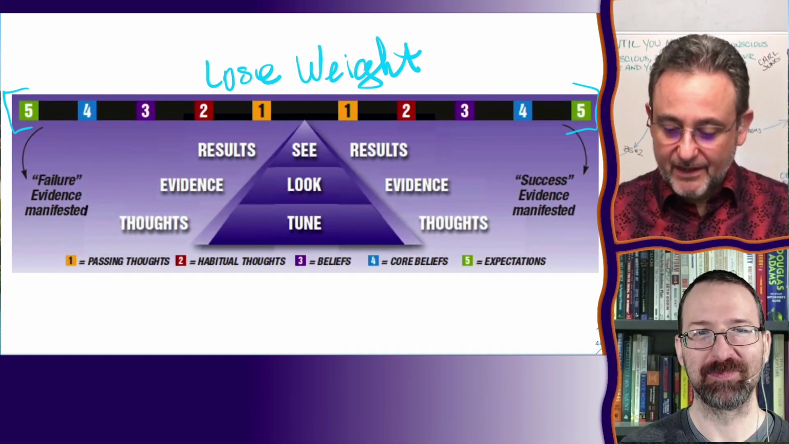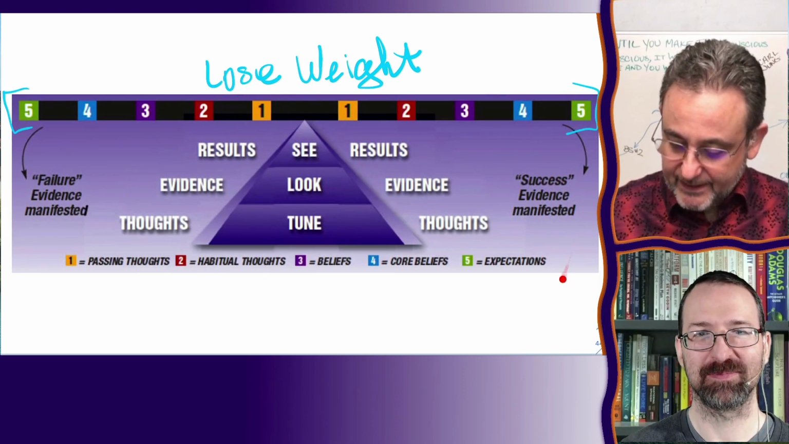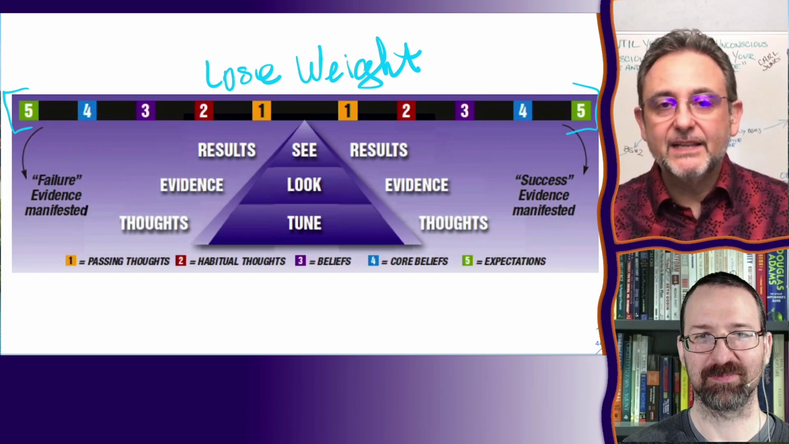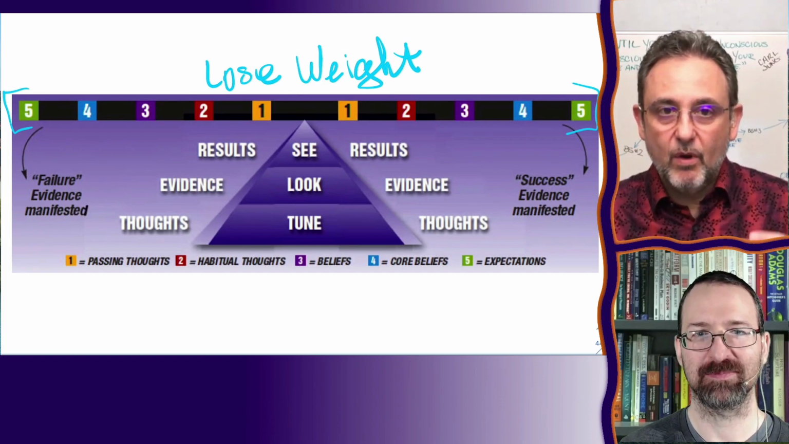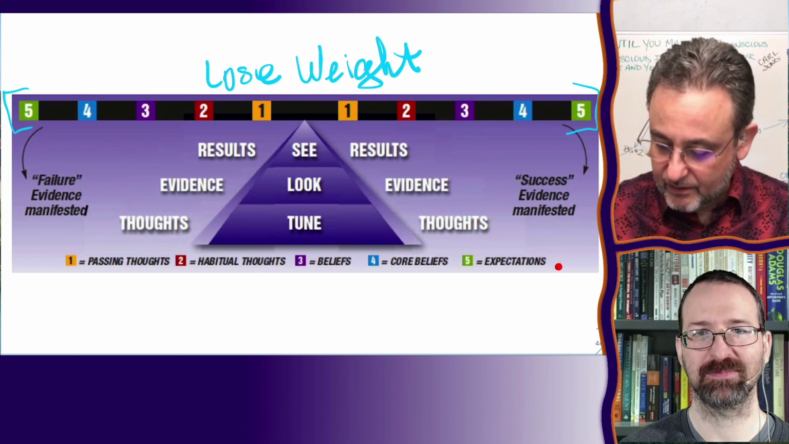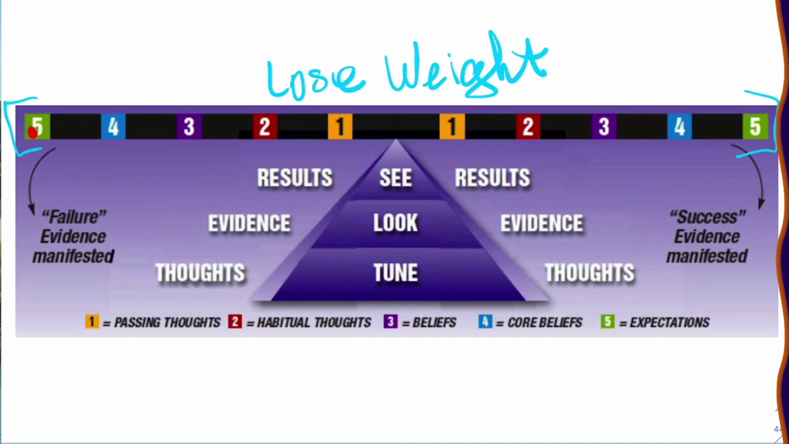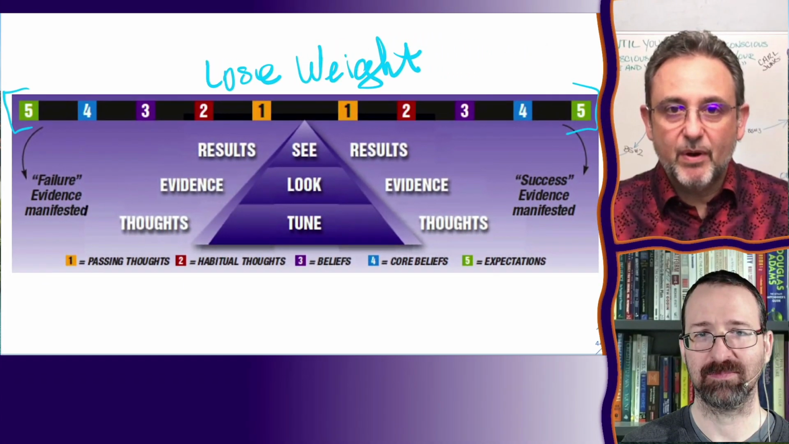On one side of the seesaw, when it touches down on this side, what ends up materializing is we lose the weight that we want to lose. So let's say we wanted to lose 20 pounds. When it actually touches down over here, we've successfully lost that 20 pounds. When it touches down over here, we didn't lose any. It was the unwanted result. So in other words, we probably gained weight.